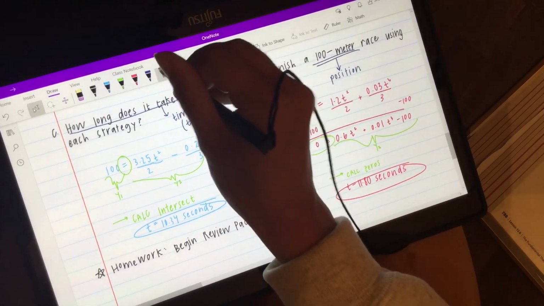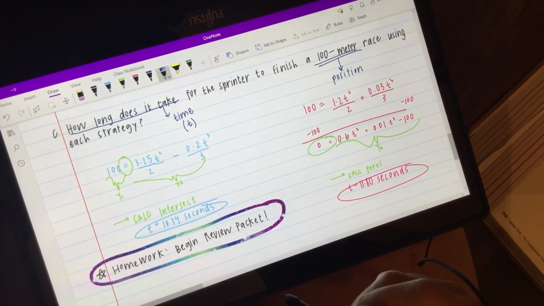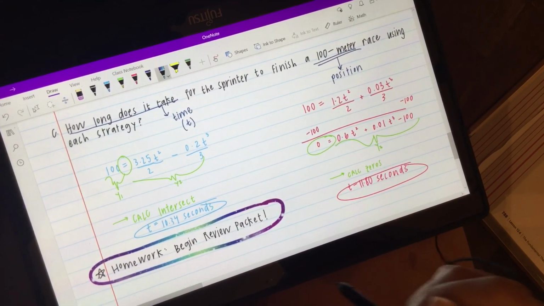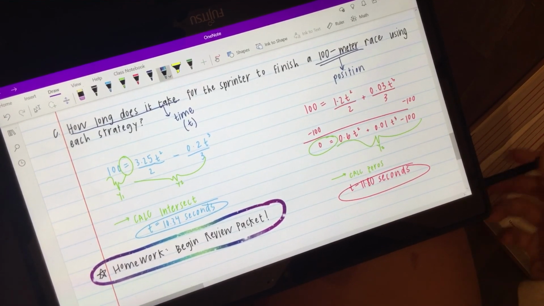Your homework for tonight over the weekend is to do your review packet. Just get it started. You don't have to have it done Monday, but get a good start on it so you don't have a lot and you're not overwhelmed on Monday.